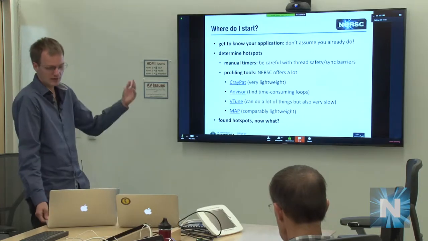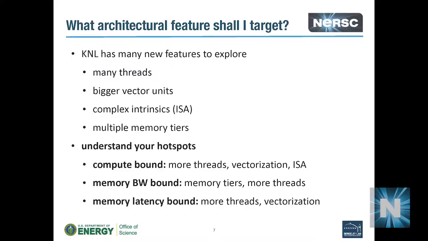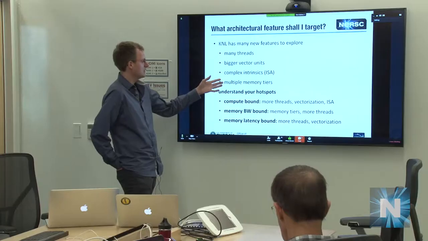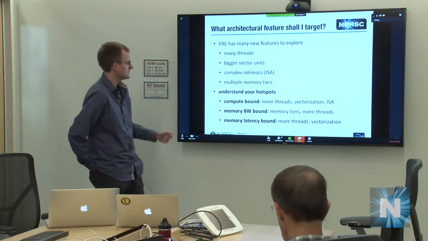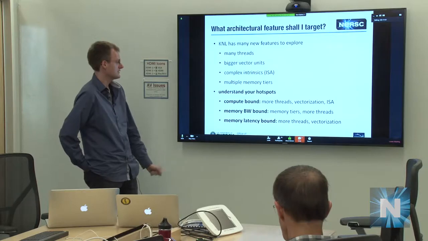So assume you timed your application and found your hotspots. So what do you do? Especially, what features shall I target? You have an application with a hotspot which takes like 90% of the time, and then shall I use many threads, or try to vectorize, or try to go for the more complex intrinsics, or do I just move to MCDRAM or use the MCDRAM more efficiently? So what shall I do? And the answer is, understand these hotspots now. You found them, understand them.